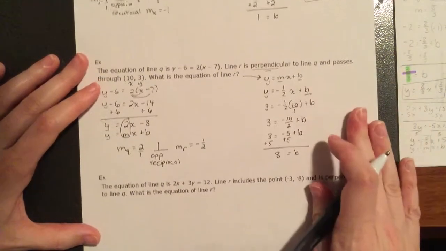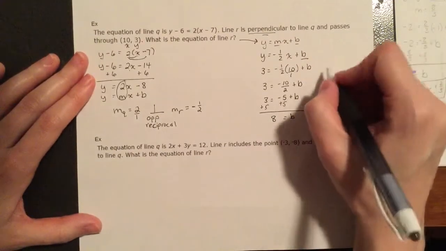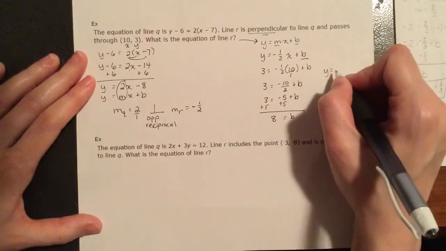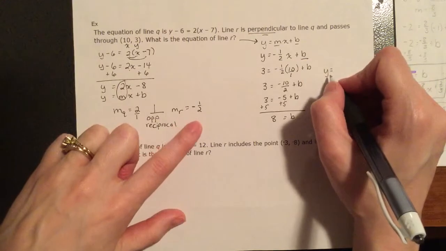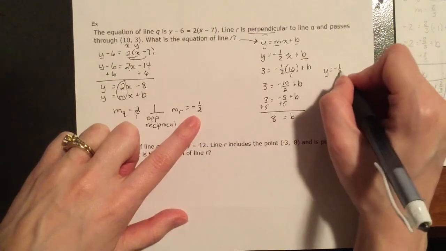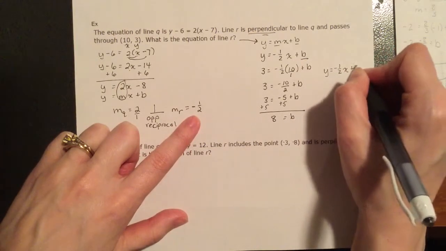I'm not done. I've got to write it in the form of the equation of a line. So I'm looking at y is equal to, using that perpendicular slope, negative 1/2 x plus 8.